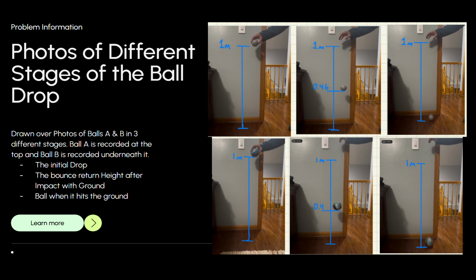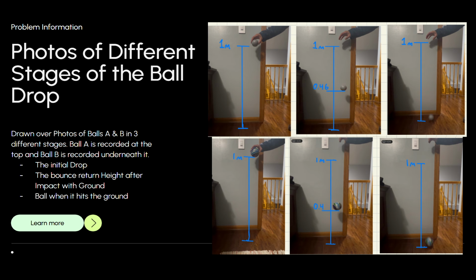Here are some different photos of the stages of the ball falling down. On the left side, it shows what each photo means. The top three photos represent the different stages of the ball falling, ball A, and the bottom three represent ball B. So on the leftmost side, it's showing the ball before it's dropped, at its original state. Photo 2 shows the bounce back moment, when after the ball hits the ground, it bounces back up a certain height. And the third image shows when the ball hits the ground after falling 1 meter.